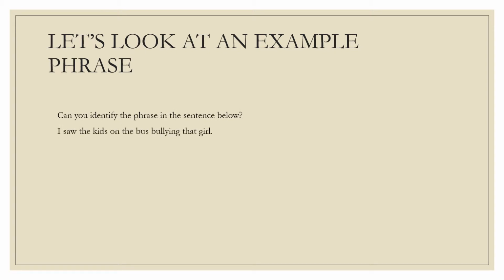Right, so we're back. I hope you looked at both of the sentences and you tried to identify the phrase in them. The kids on the bus would be our noun phrase. And then in the second sentence, Vivian and John would be our noun phrase.